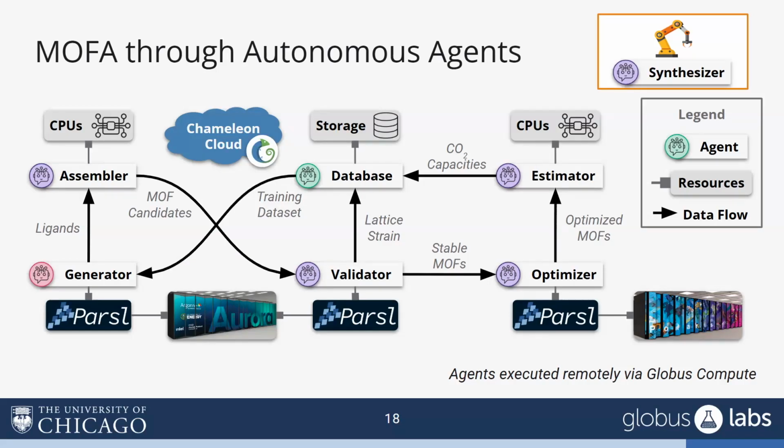So those agents are distributed at different facilities. So we deploy a model that generates potential ligands to the Aurora supercomputer that can scale using thousands of nodes.